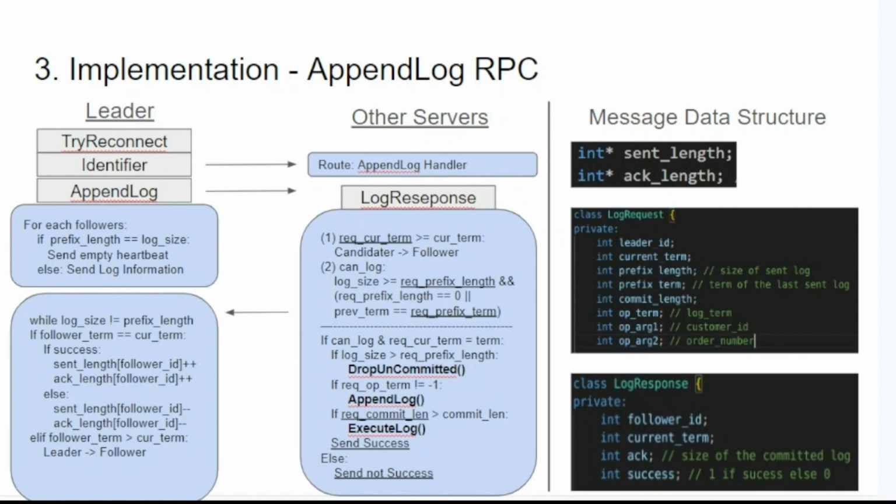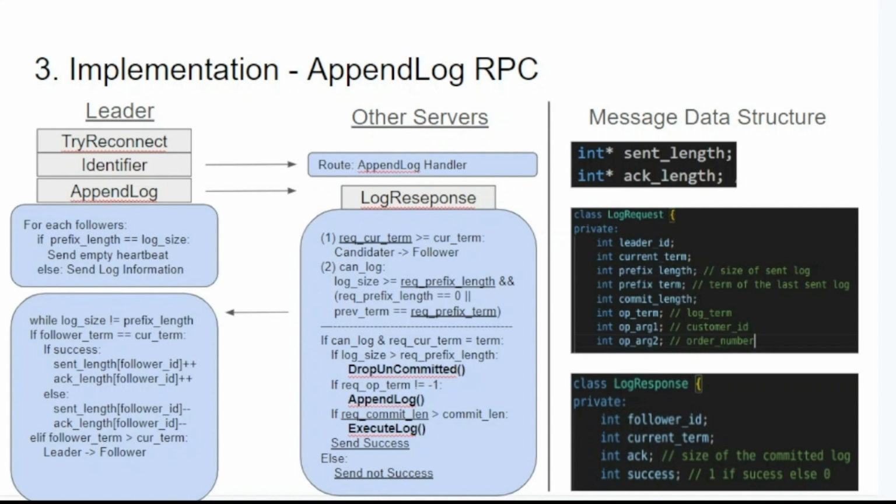The append log RPC implementation was quite challenging. To account for server failure, I used a stack to store the failed nodes, and for every append log RPC, I tried reconnecting with the failed servers. Then the leader would send the RPC identifier to route the receiving server to the append log RPC handler. As you can see on the right, the leader stores an array of the length of sent logs and the length of acknowledged logs for each follower server. If the sent length of the node is the same as the log size of the leader, the leader sends an empty append log. Otherwise, it sends the log information at the prefix length.